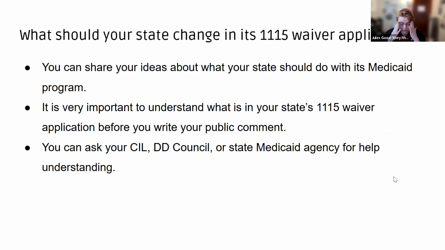So then the next step, once you know what's in your state's application, is to think about, okay, what do I like about this application? What do I not like about this application? What's going to help people in my state versus what's going to hurt people in my state? Again, if you're having a hard time understanding what is in the application, what your state is trying to do, SIL, DD Council, Medicaid, ASAN, all great resources that can help you get a handle on that.